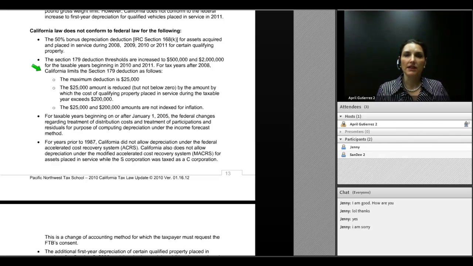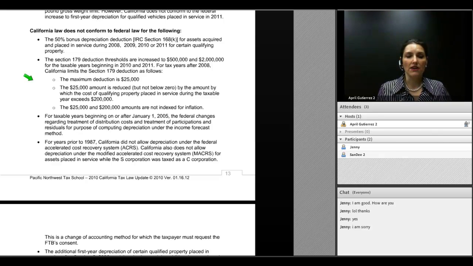What that means is if you claimed a Section 179 deduction on the federal return that is greater than $25,000, you will have an addition on your California return for the year that the asset is placed in service, and for every year after that, your California depreciation could be larger than the federal on that particular asset.